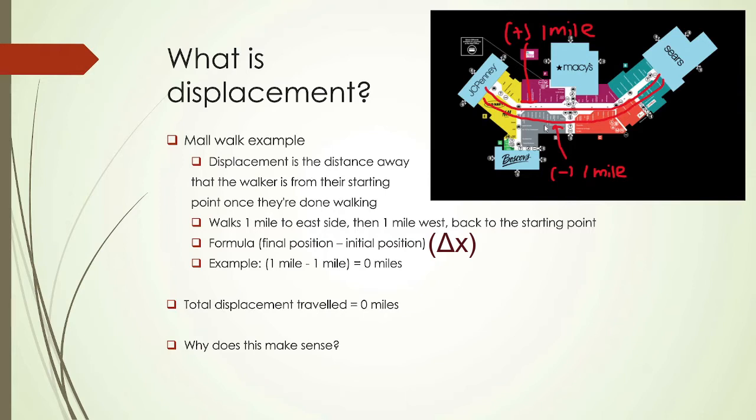In this example, since we're going the same amount of distance in one direction and the same distance back, our displacement can be measured as 1 mile minus 1 mile, which is 0 miles, which intuitively makes sense because our initial position and our final position are the exact same, which means our displacement won't exist.